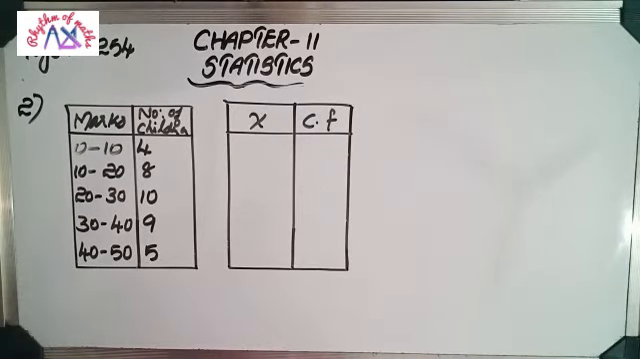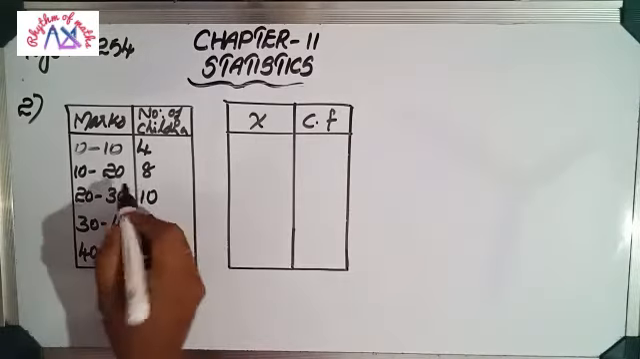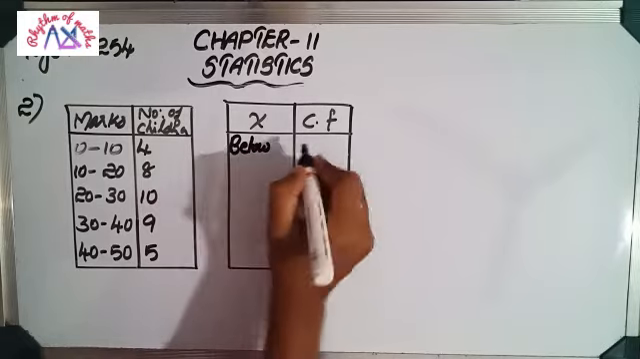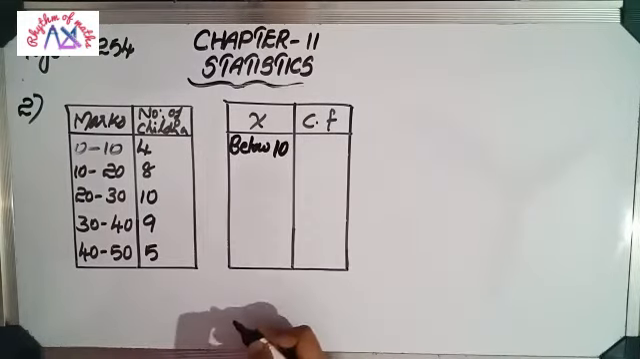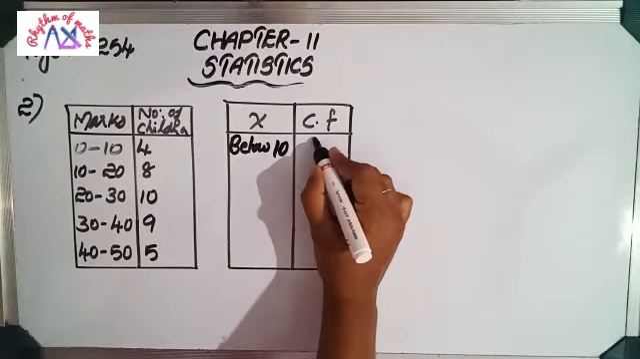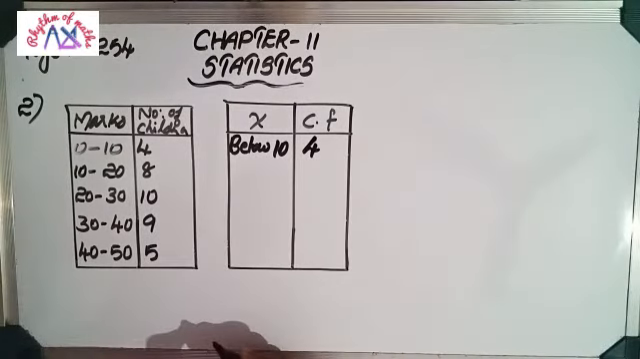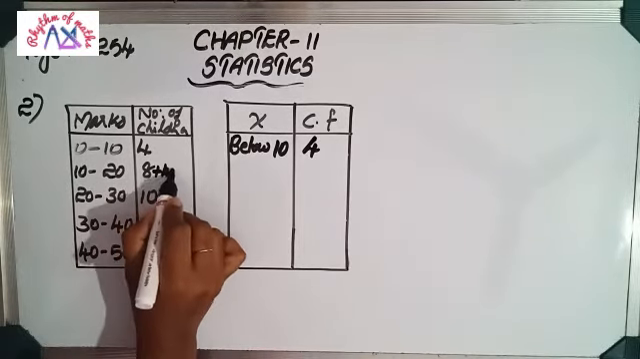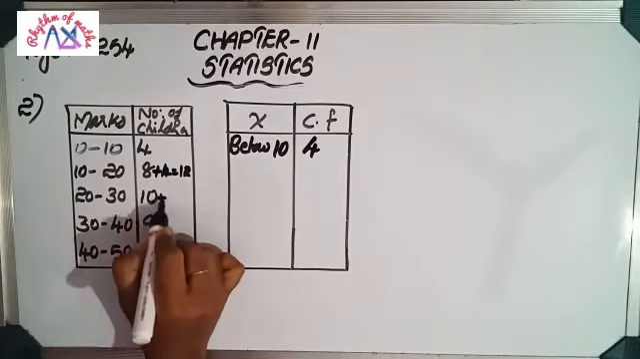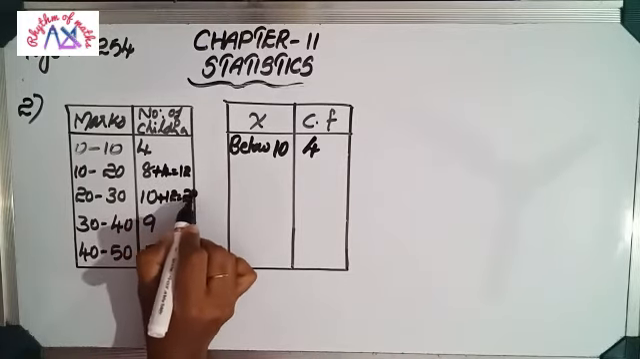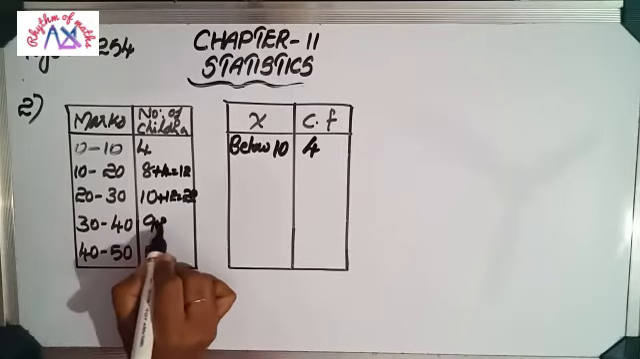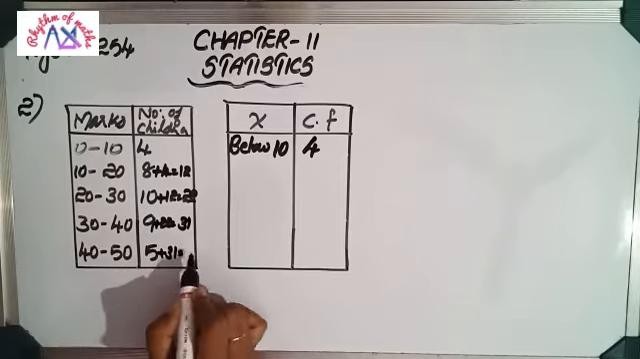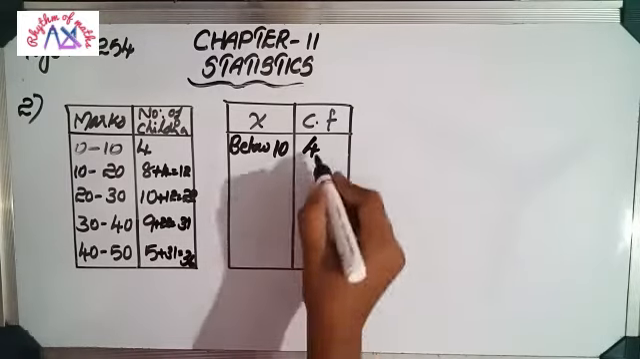This is the question. Now in the first one I told you, here we will write as what? Below. Below 10 mark, how many students got? That is 4 students. 4 students got below 10 mark. So here let's write the cumulative frequency first. Here 8 plus 4, that is 12. Then 10 plus 12, that is 22, then 22 plus 9, that is 31, then 31 plus 5, that is 36. So that you have to write here.